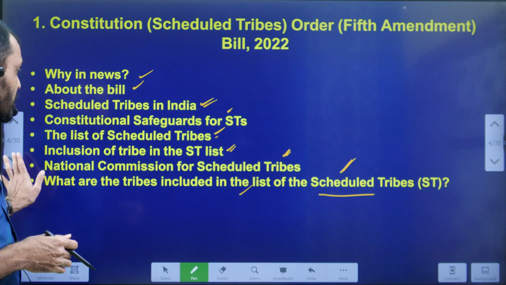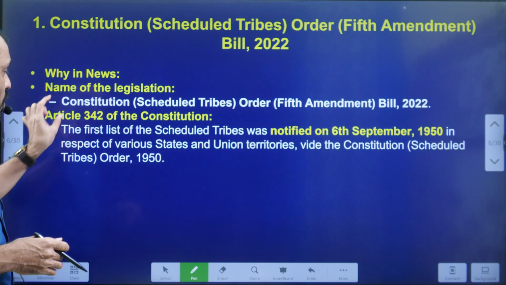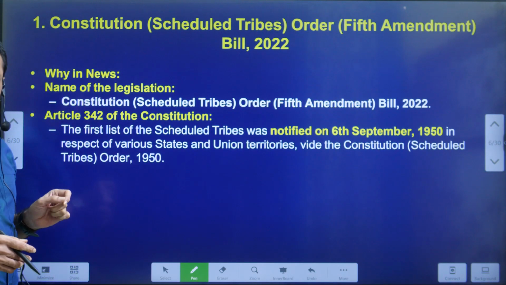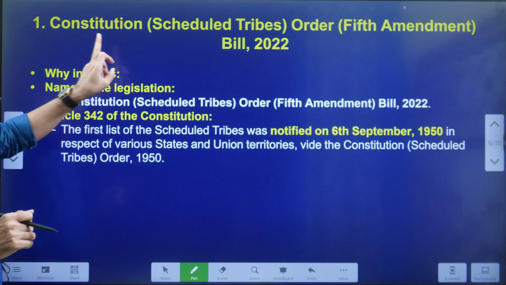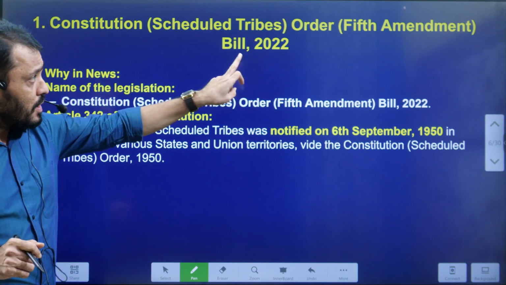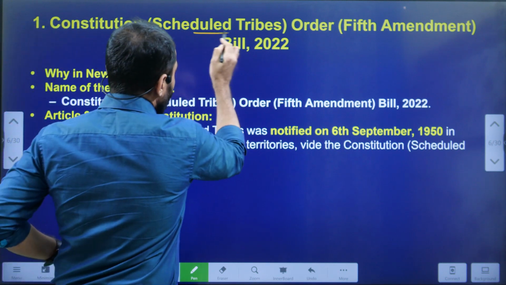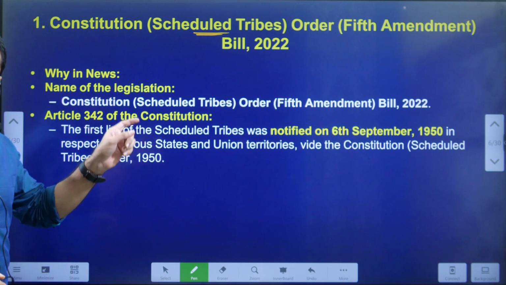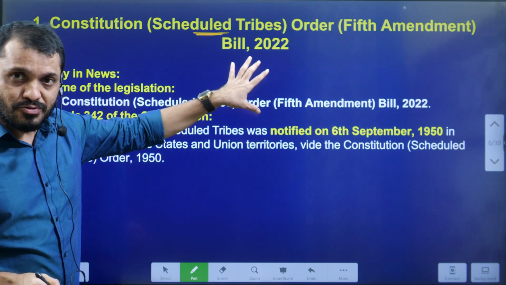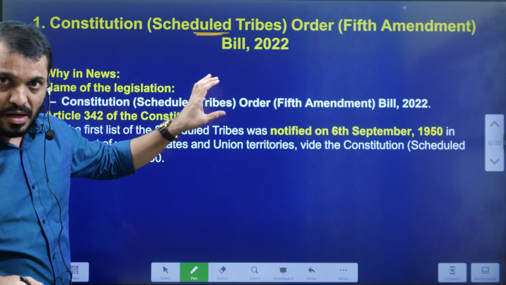First, let me explain what this issue is all about, why it is in news. It is in news because Parliament recently passed the Constitution Orders Bill 2022. This order is related to what? Scheduled tribes. Constitution (Scheduled Tribes) Order (Fifth Amendment) Bill 2022. This was passed by the Parliament.